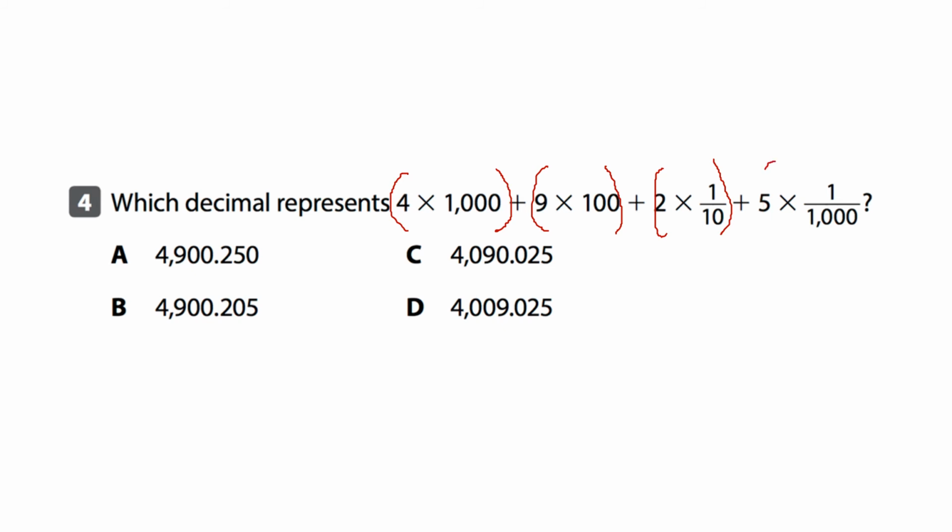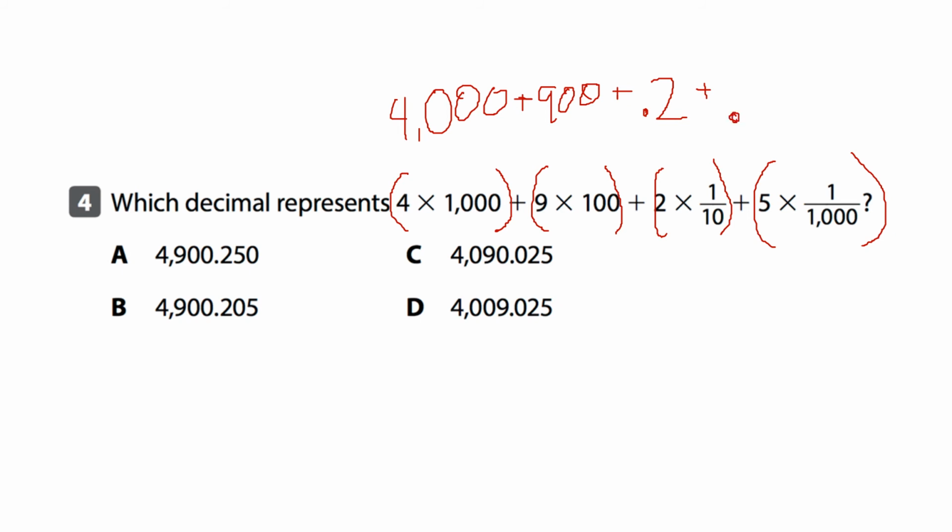And we have 1/1,000th. Okay, so which decimal represents 4,000? So 4 times 1,000 is 4,000. 9 times 100 is 900. 2 times 1/10 is 2/10, which is represented like this, 0.2 or 2/10. And my last section is 5 times 1/1,000th, and that's 5 thousandths. So 5 thousandths is written like this.